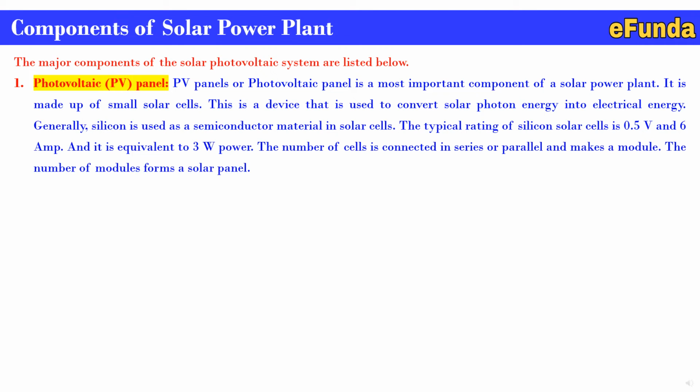The typical rating of a silicon solar cell is 0.5 volt and 6 ampere, and it is equivalent to 3 watt power. A number of solar cells are connected in series or parallel and then make a module. The module or a number of modules form a solar panel.